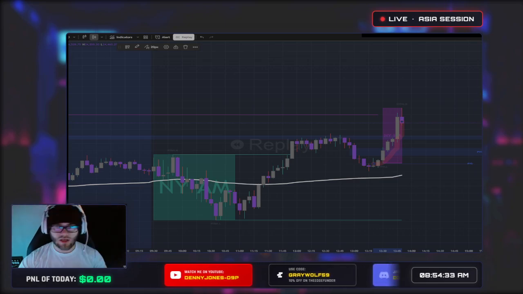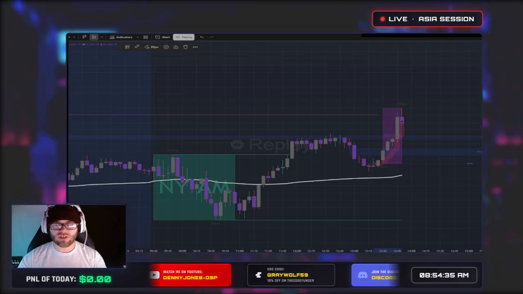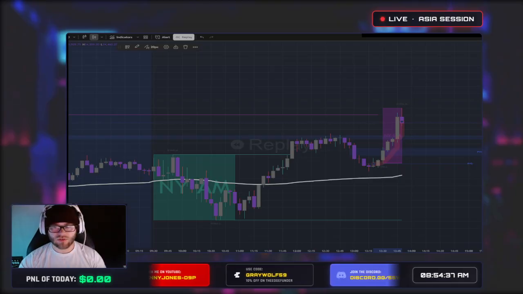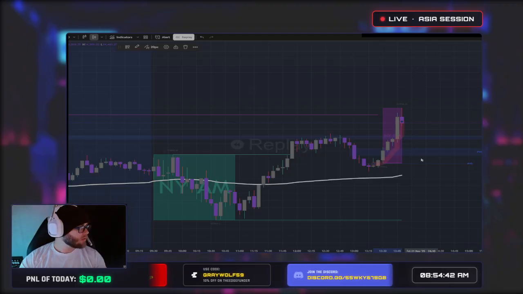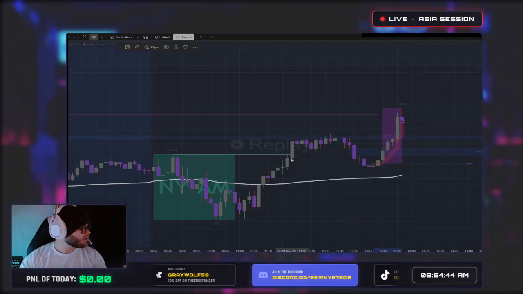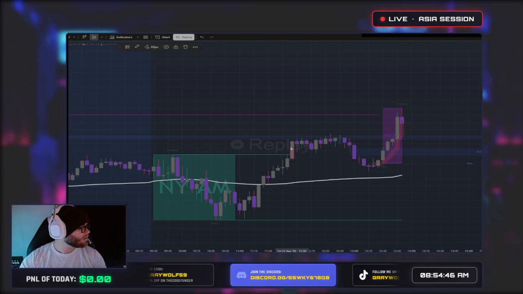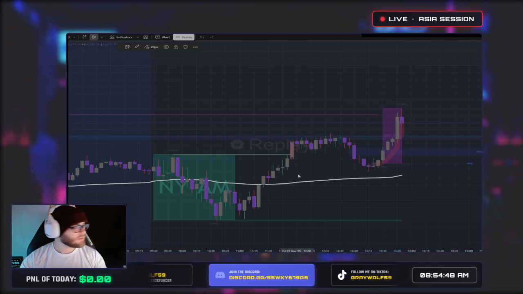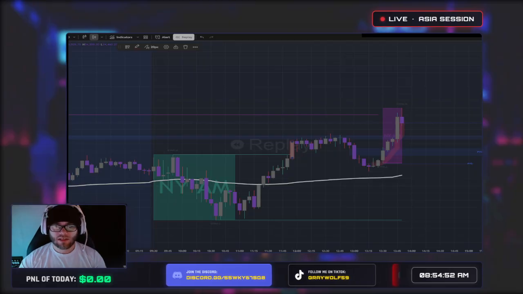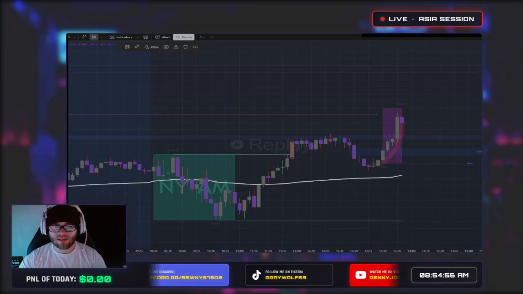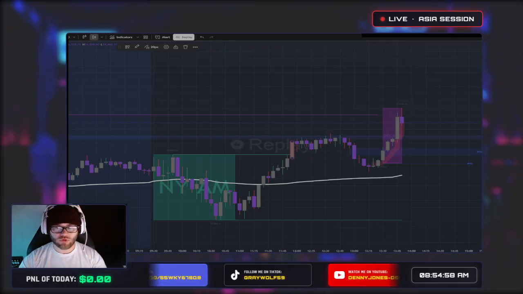Then you got inefficient swing legs, entire legs with no opposing wicks. I don't have an example of that. Actually, I do right here. Got an example right here, this candle. And then you got single break candles, or SBC. It's big singular candles that blow through structure.